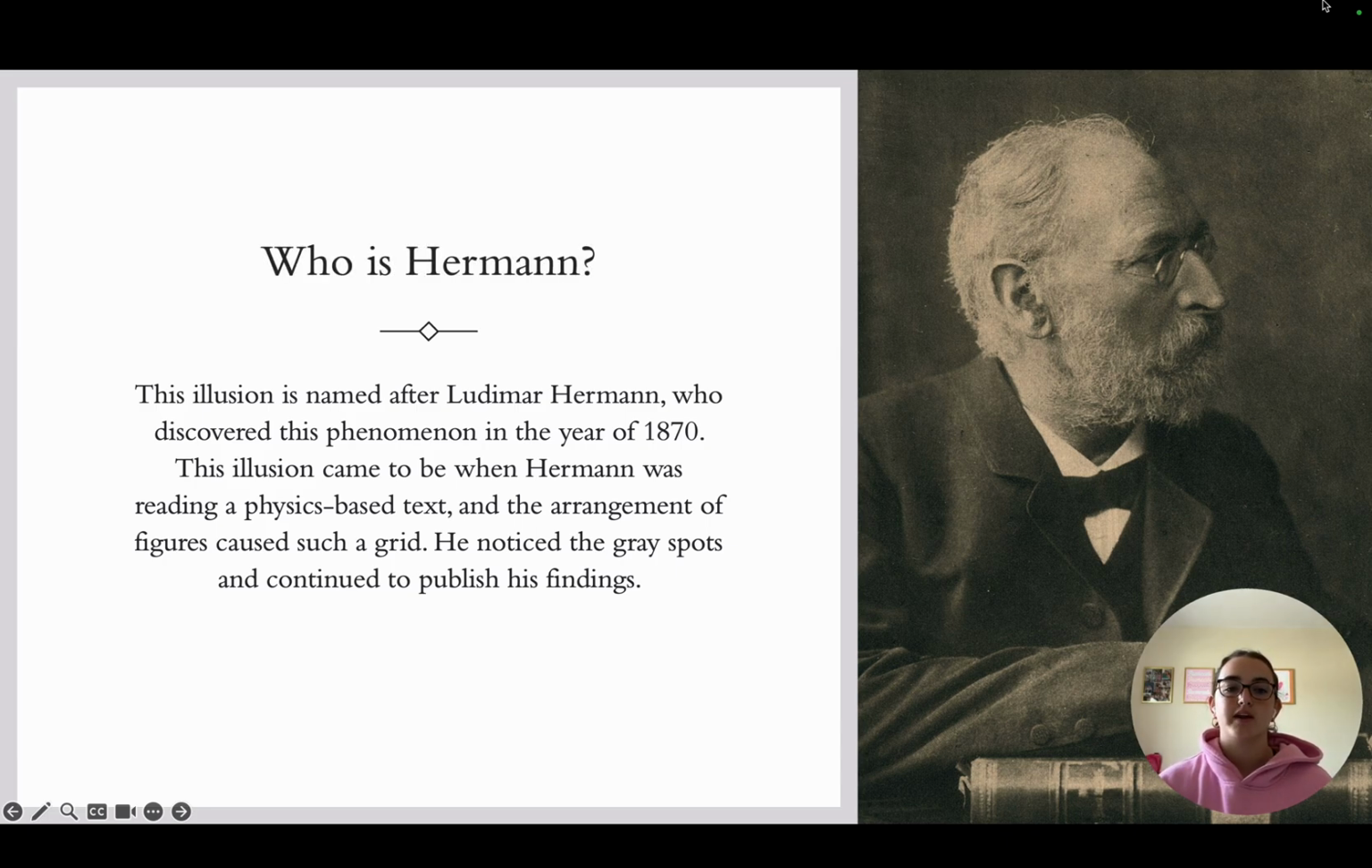So who is Herman? This illusion is named after Latimer Herman, who discovered this phenomenon in 1870. This illusion came to be when Herman was reading a physics-based text and the arrangement of figures caused such a grid, and he noticed gray spots in the intersections of the lines, and then he continued on to publish his findings, and it would become the Herman grid.